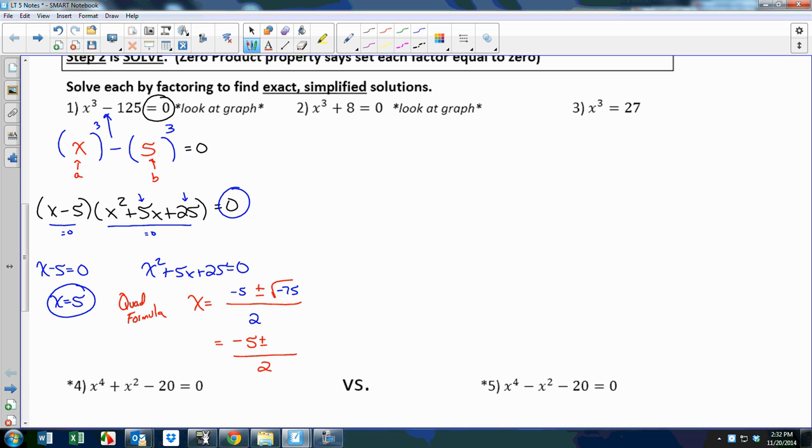The square root of negative 75 reduces, poke the i out, and then 75 is 25 times 3, so the square root of 25 becomes 5. So this becomes 5i square roots of 3. Neither fraction, negative 5 divided by 2 or 5i square roots of 3 divided by 2, reduces. So those are the final two answers.